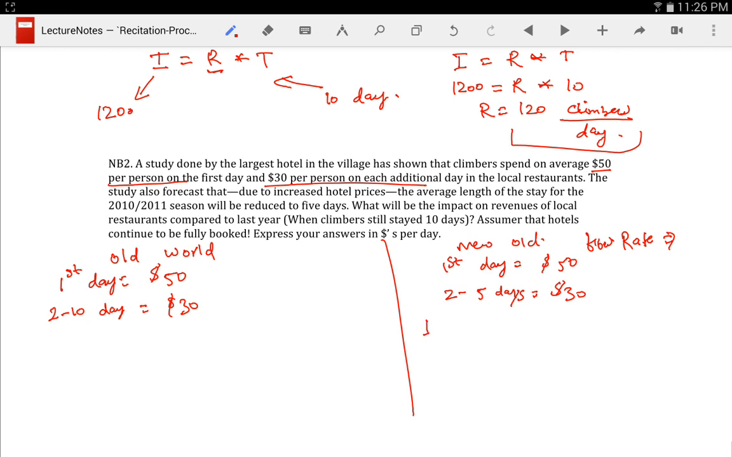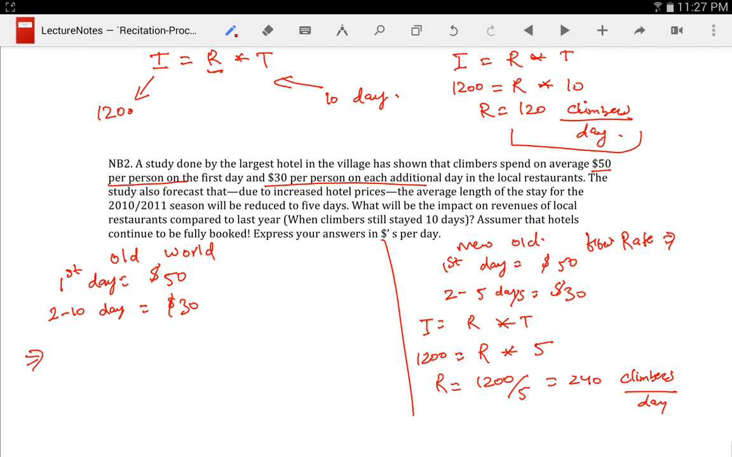Well, again the same idea, I equals RT. I is still 1,200, as the number of beds hasn't increased. We're after R, and T equals 5. R equals 1,200 divided by 5, that is 240 climbers per day. Now we are ready to calculate the total money the town makes each day.